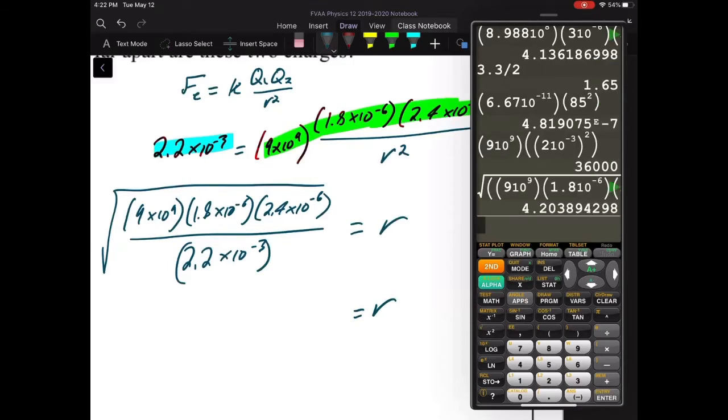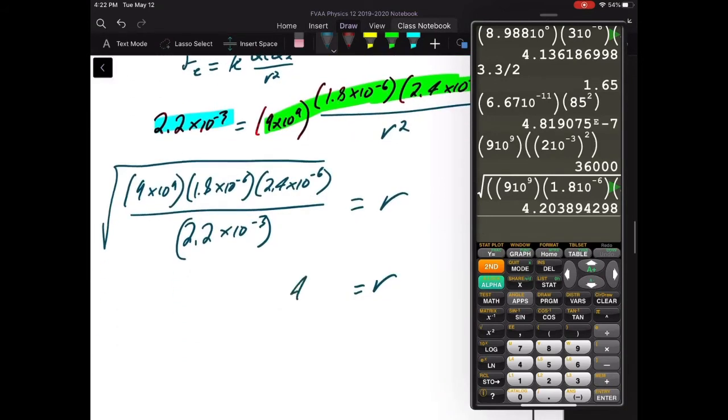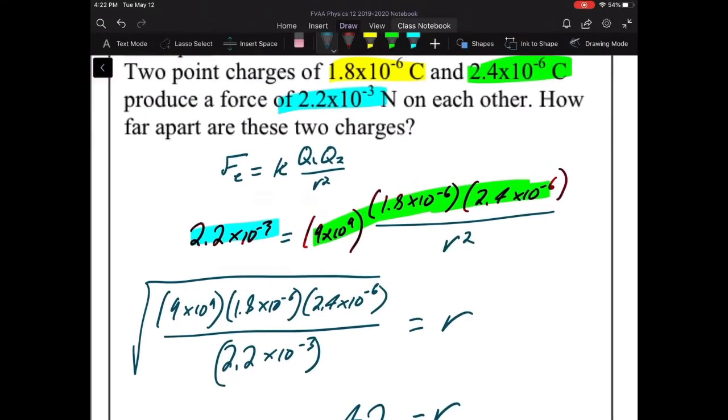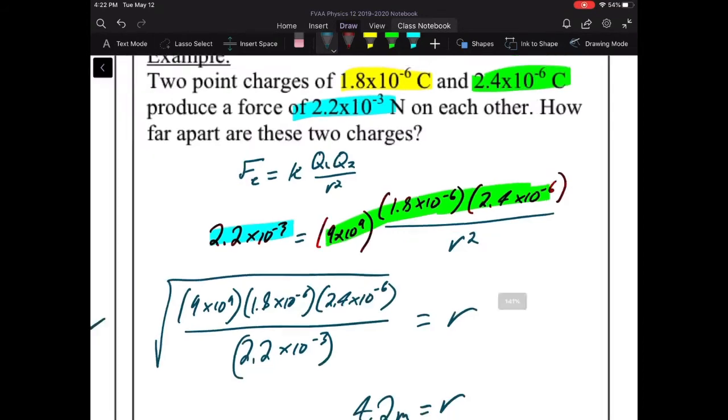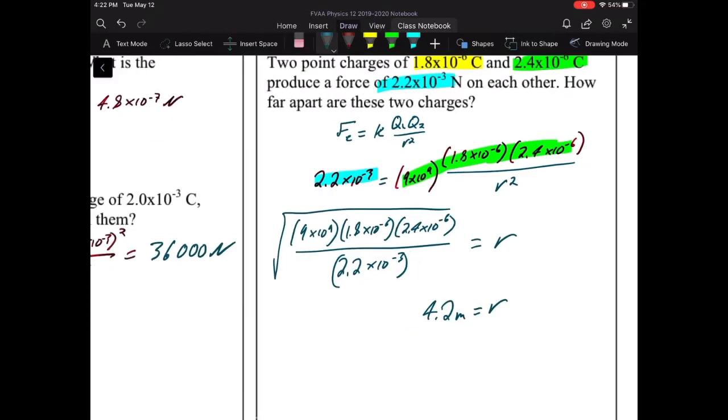And I get 4.2 meters. Okay? So again, plug and chug here. We're just dealing with an equation that is very similar to an equation we should be familiar with by now, Newton's universal gravitational law. It's gravity, but just changed for static electricity for Coulomb's law here.